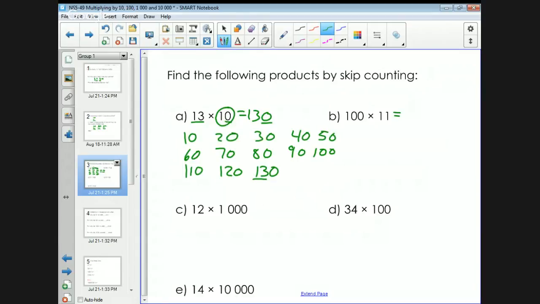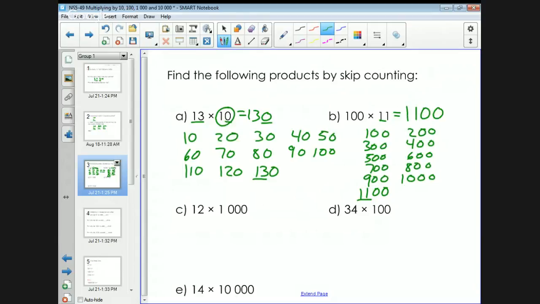100 times 11, we're going to do the same thing, only this time we're going to count by 100. And we're going to count by 100 11 times. 100, 200, 300, 400, 500, 600, 700, 800, 900, 1,000, 1,100. And again, the number 11 appears in the answer of 1,100. And there are 2 zeros, just like there are 2 zeros in 100.